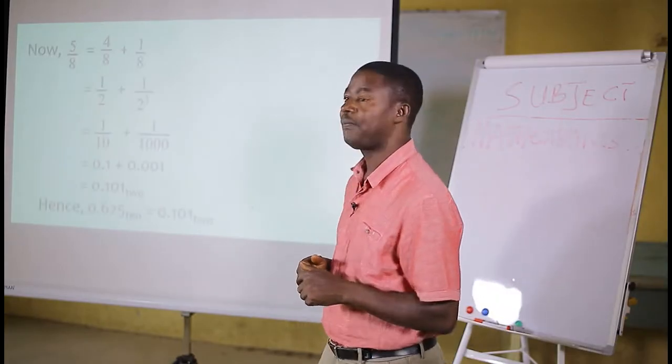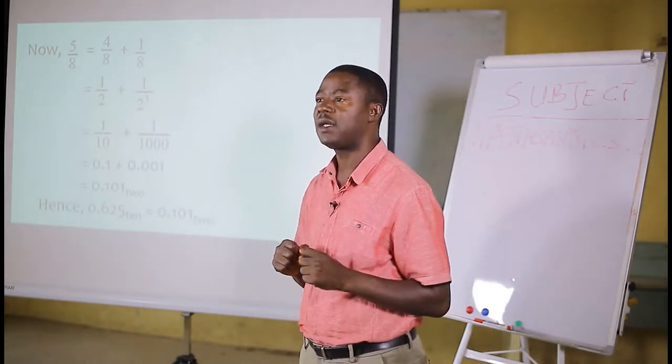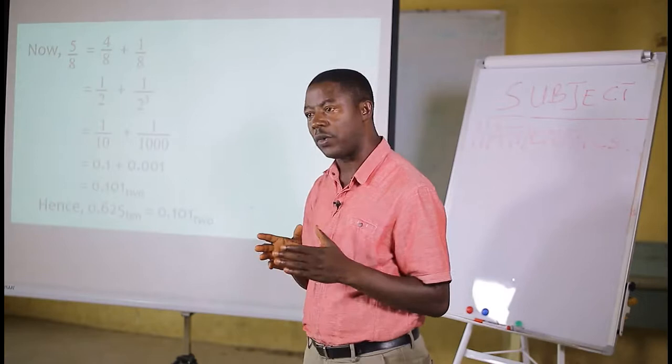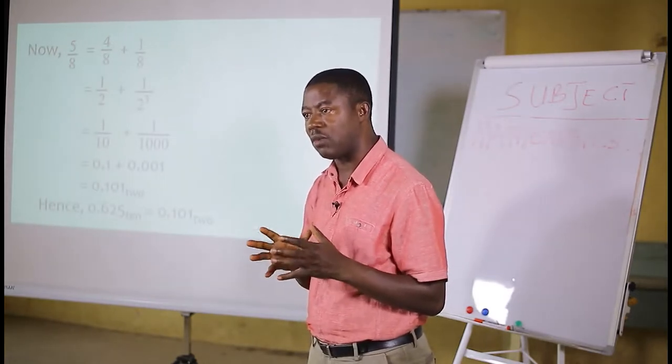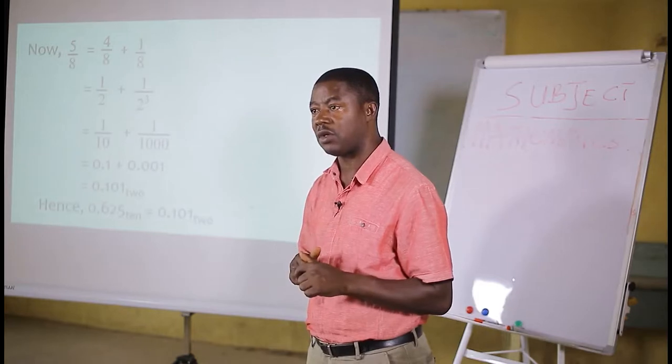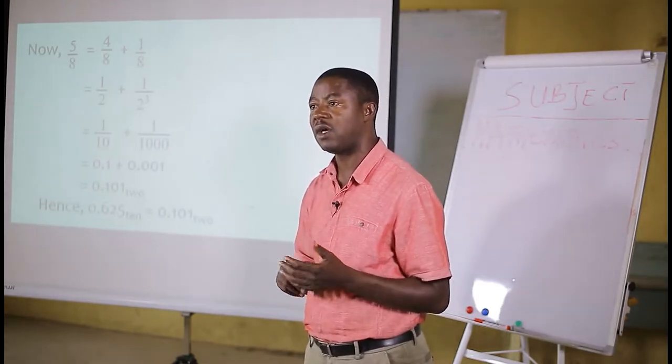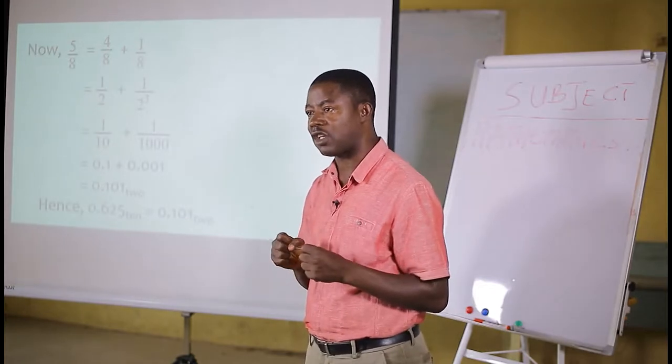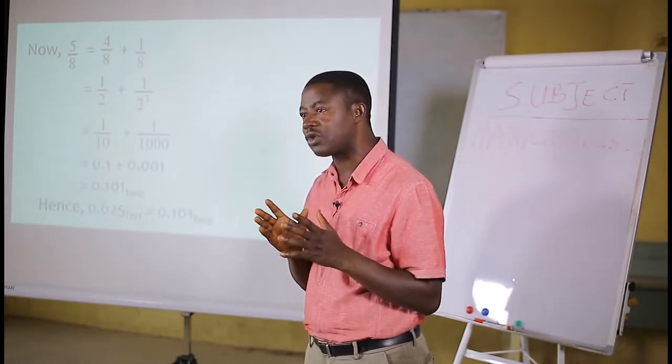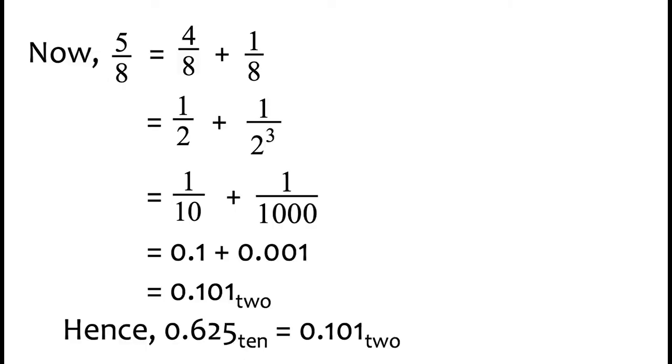Now we move ahead to convert 5 over 8 in base 10 to binary. And how do we do that? You split the numerator in multiples of 2. The numerator there is 5, the denominator is 8. You must try as much as possible to break all the numbers in multiples of 2. So 4 over 8 plus 1 over 8 will give you 5 over 8. If you divide 4 and 8, you have 1 over 2 plus 1 over 2 raised to the power 3, because 2 raised to the power 3 gives you 8.